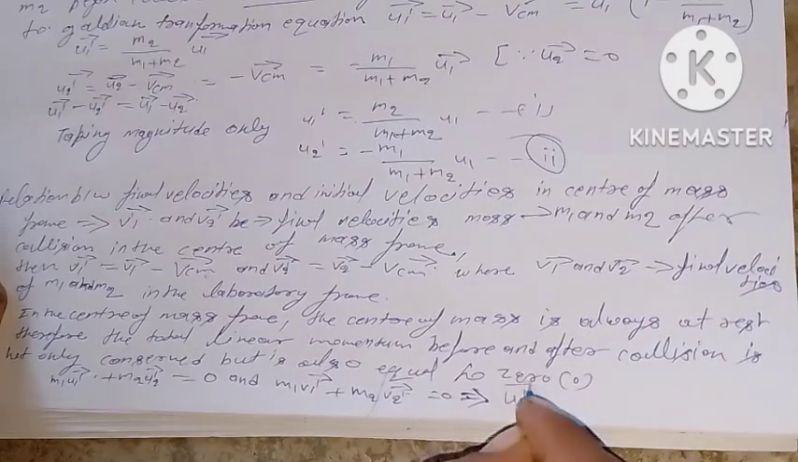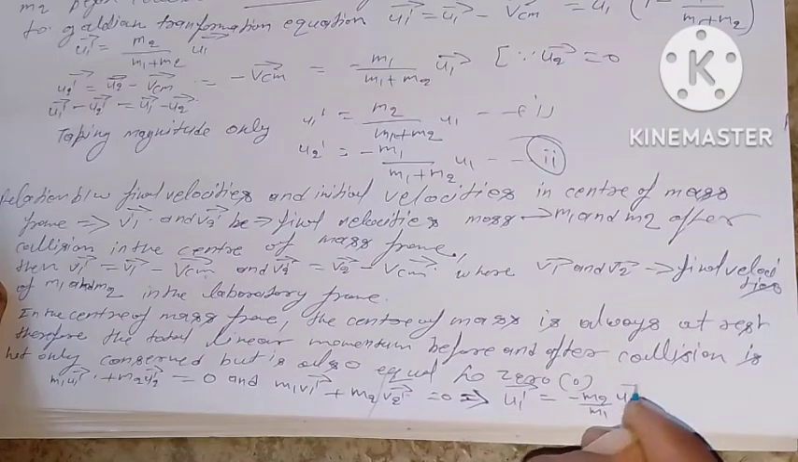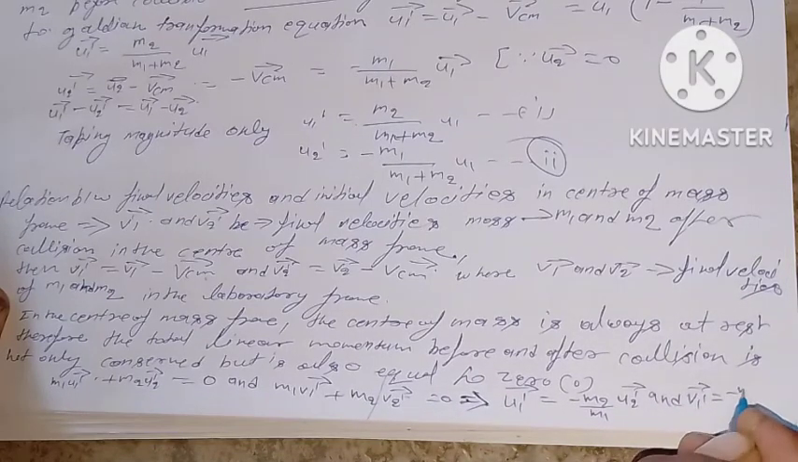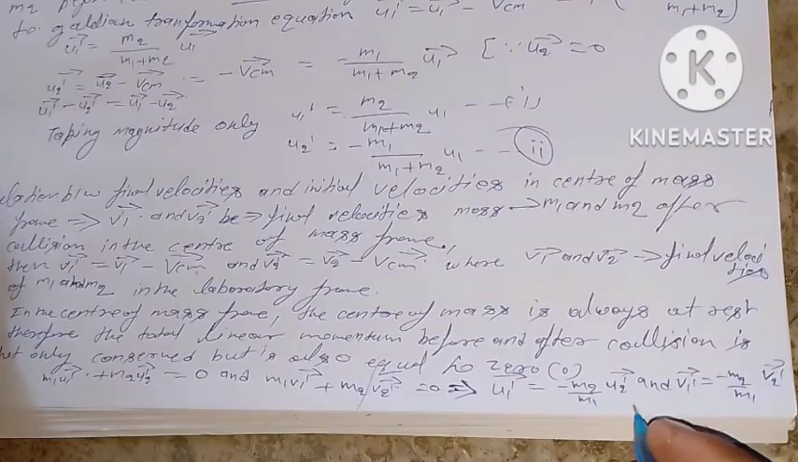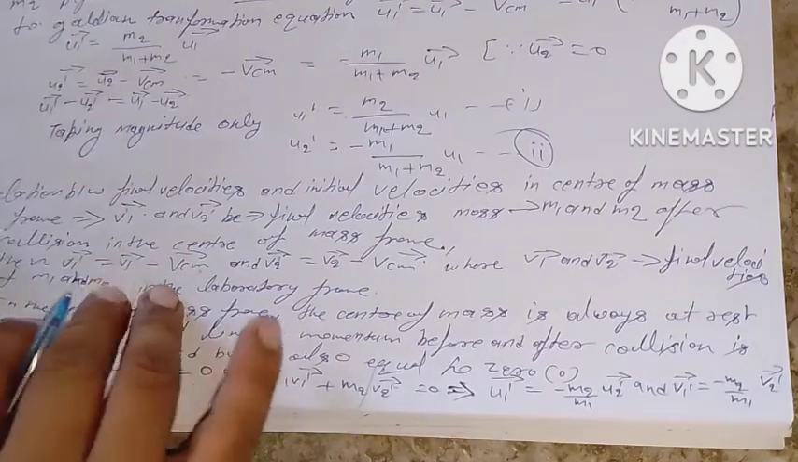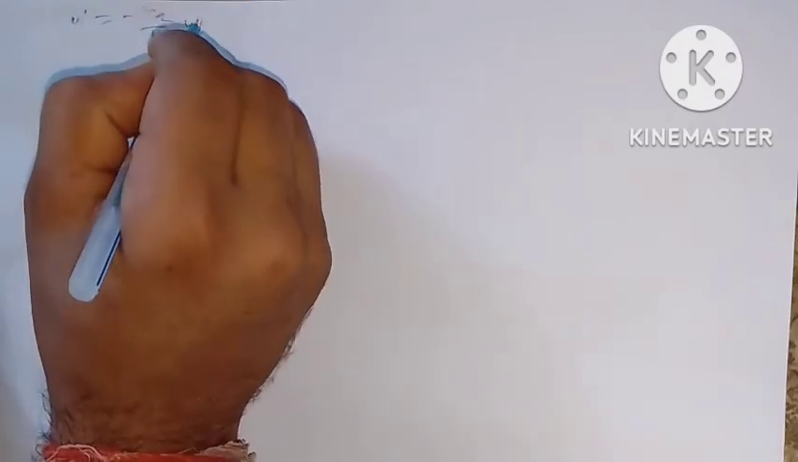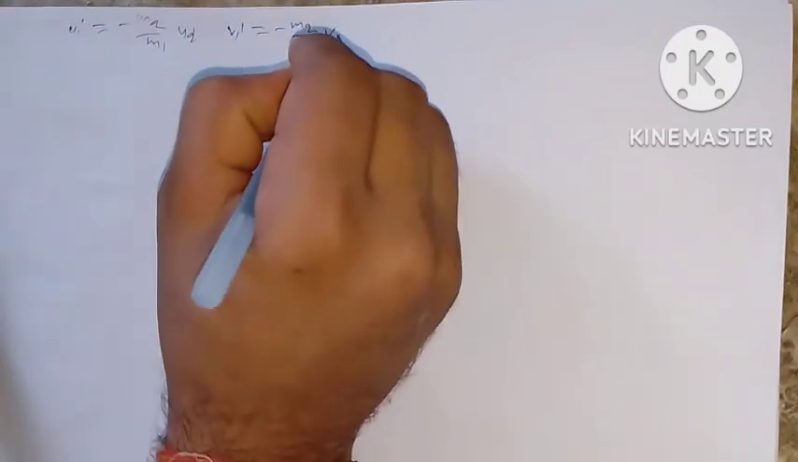From this relation we get u1' vector equal to minus m2 upon m1 u2' vector, and v1' vector equal to minus m2 upon m1 v2' vector. Taking magnitude only, u1' equal to minus m2 upon m1 u2', and v1' equal to minus m2 upon m1 v2'.